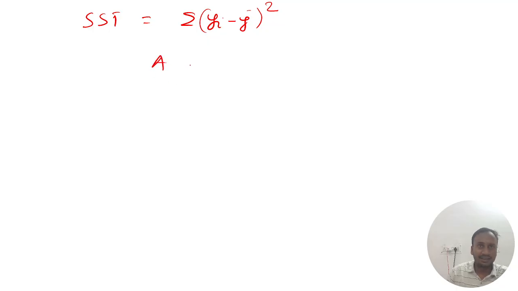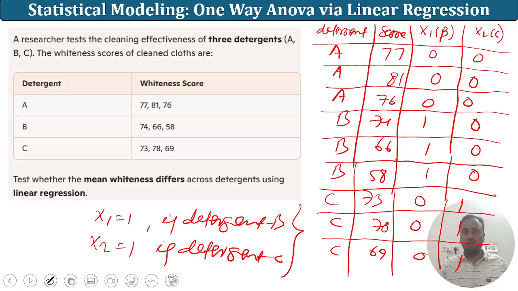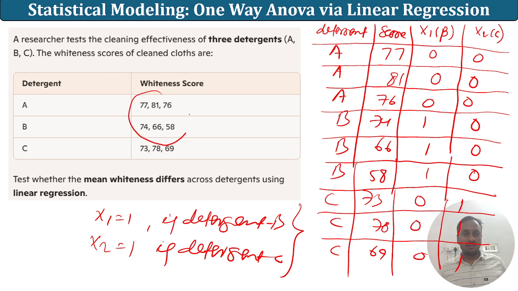So what is the next step? To get the SST. What is the formula for the SST? It's the summation of yi minus y bar whole square. So for case A, we have 85 minus 80, but what is the value we have? Y bar we have to get. How will it come? The summation of all, divided by 3.